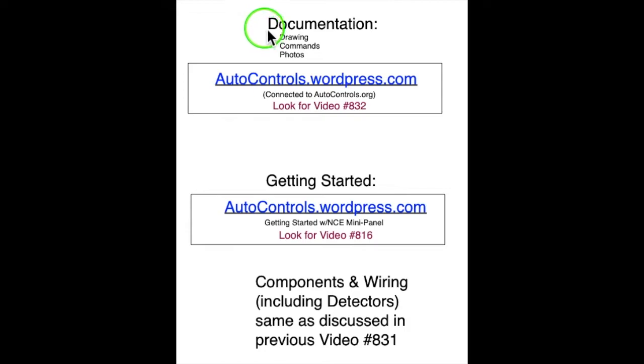The documentation for this video, such as drawings, commands, and photos, can be found on the website AutoControls.wordpress.com, which is part of the AutoControls.org website, and look for video number 832, which is this video. Also, for getting started with the mini panel, on that same web page look for video number 816, which is a getting started video. And for this video, the components and the wiring, including the detectors, are all the same as discussed in the previous video, number 831. So that discussion will not be duplicated here.